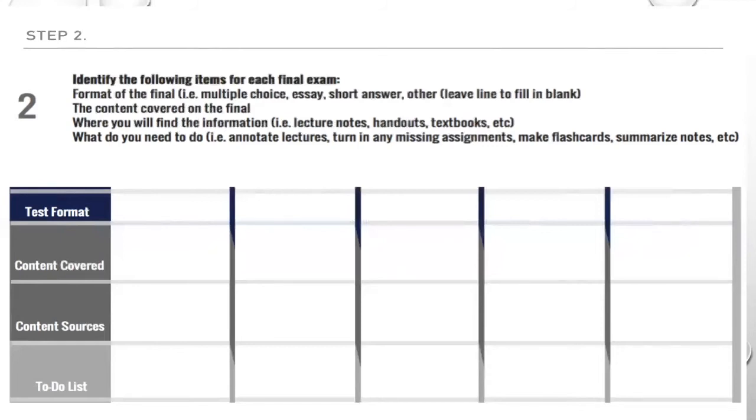And then creating a final to-do list. So maybe these are any missing assignments that you may have, making flashcards for certain tests, or anything else that remains for that course. Again, just a nice way to organize all that information and not force yourself to keep a mental running list of that information.